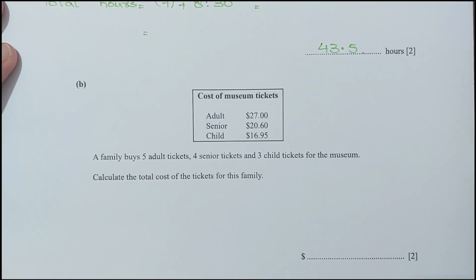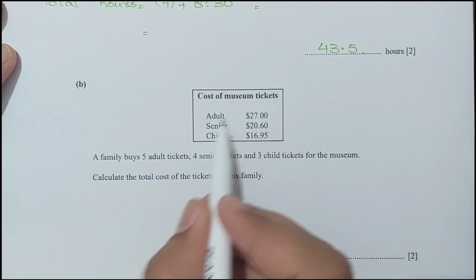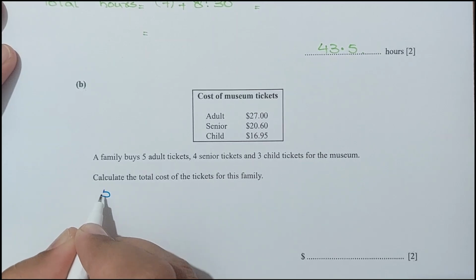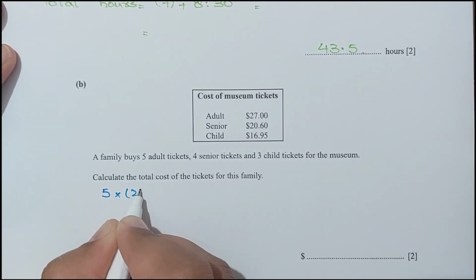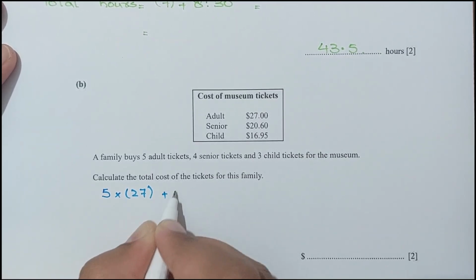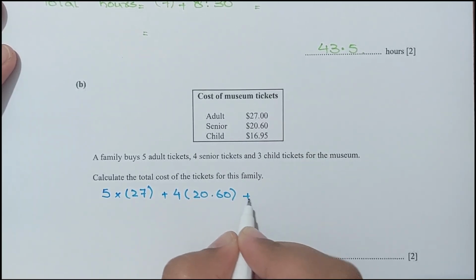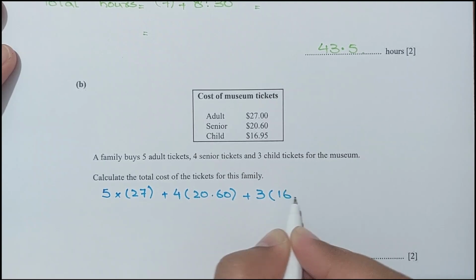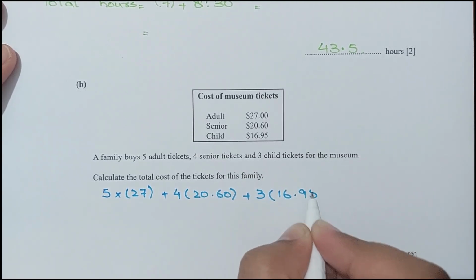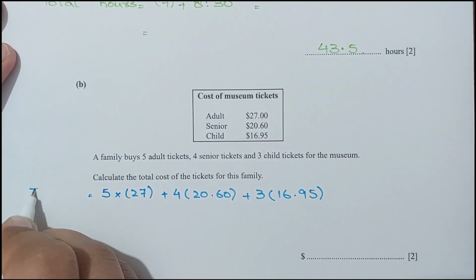Now for part B, a family buys 5 adult tickets, 4 senior tickets, and 3 child tickets for the museum. Calculate the total cost of the tickets for the family. So the cost of the museum tickets, adult, senior, and children. So 5 adults, $27, plus 4 seniors, which is $20.60, plus 3 child is $16.95.